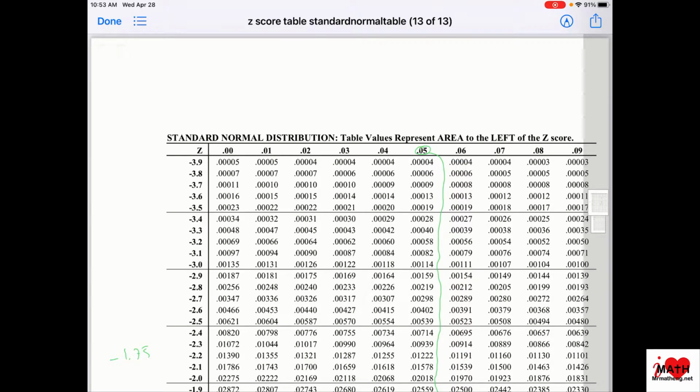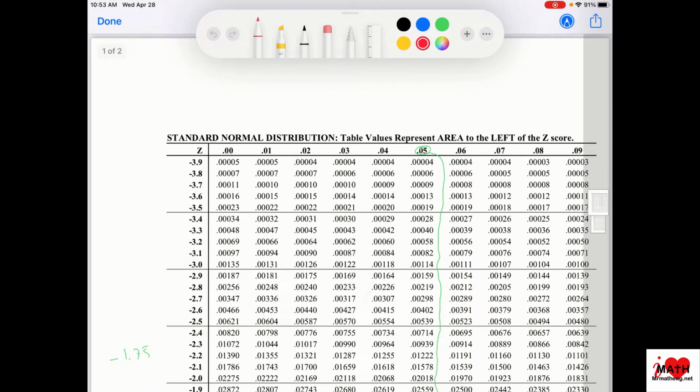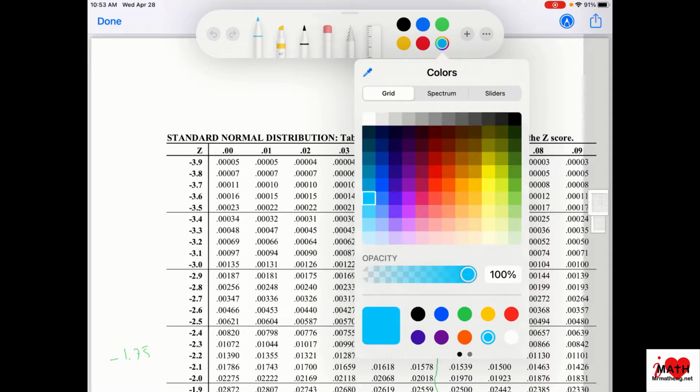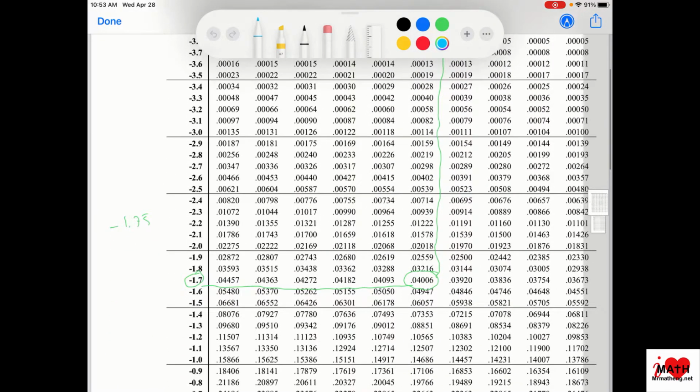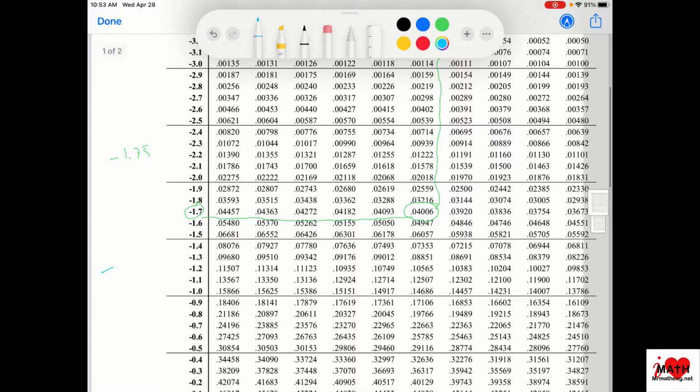Okay, let's do the negative one first. I'm going to work in a light blue. So negative 1.125. Okay, I want to note that this is a number between negative 1.12 and negative 1.13. So we're going to find these two values and just find the average. Okay, so let's do that together.